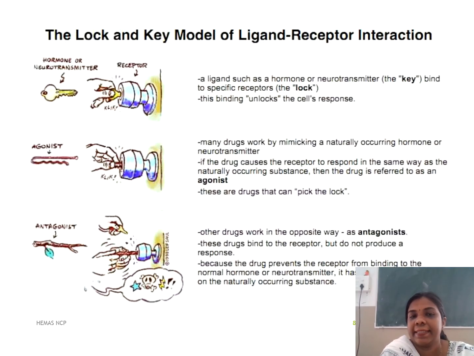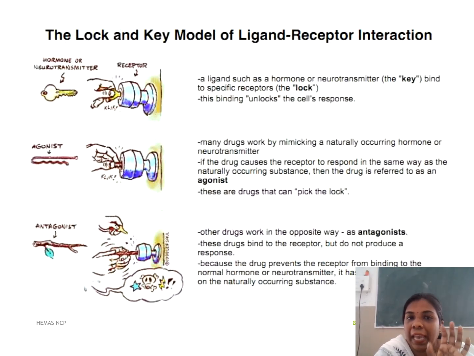Next we can discuss the lock and key model of ligand receptor interactions. The lock and key model explains how a ligand, that means a drug or hormone or a neurotransmitter, binds to a receptor. In this model, ligand is equal to key, and receptor is equal to lock. Ligand is a key and receptor is a lock.